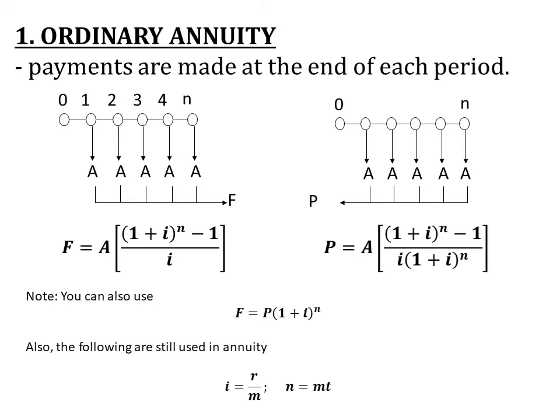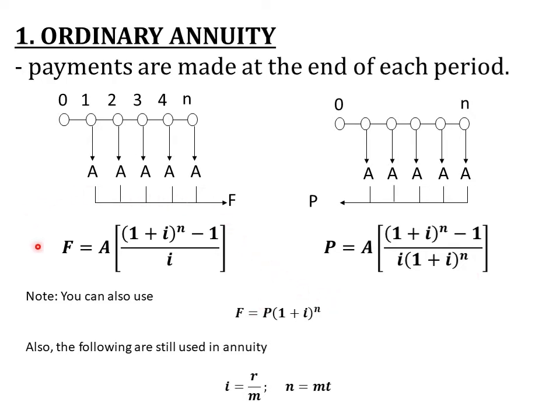Now, how do we determine the future amount or the present amount of an ordinary annuity? You have here the direct formula. I'm not going to derive it anymore because it will take time. If you want to get the future amount of your periodic payments, you have the formula A times (1 plus i to the power of n minus 1) all over i. Or if you want to get the equivalent present amount of all your payments A, then you have the formula A times (1 plus i to the power of n minus 1) all over i times (1 plus i) to the power of n. As you can see, it's a bit complicated.